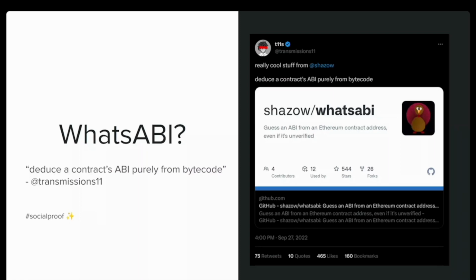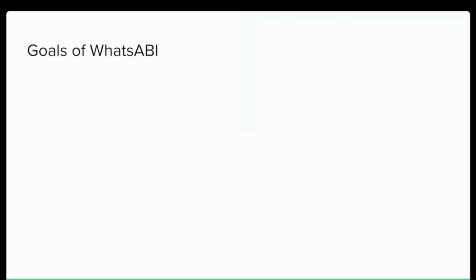And yeah, kind of the one line is deduce a contract ABI purely from bytecode, and that's actually one of the main distinguishing aspects. I don't look at any source code. I don't make assumptions about what it's written in. It's just purely from looking at the bytecode, which is pretty cool.